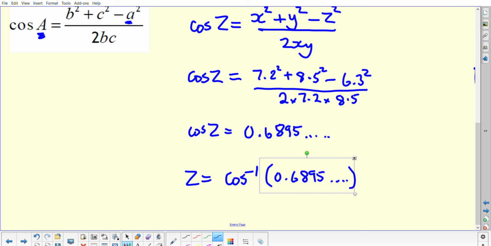Now what you can press on the calculator, or what you should press on the calculator, is the shift key, followed by the cos key, followed by the ANS button, it means it takes the cos to the minus 1 of this value, the 0.6895 and all the digits, and it means you don't have to round twice.